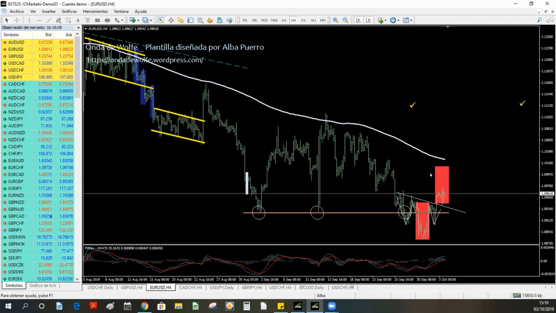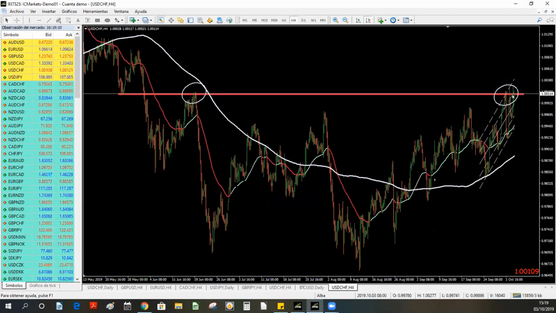So the dollar Swiss franc should have made a high. Yeah. Okay. It has been. It should have been rejected, and it's fighting again.